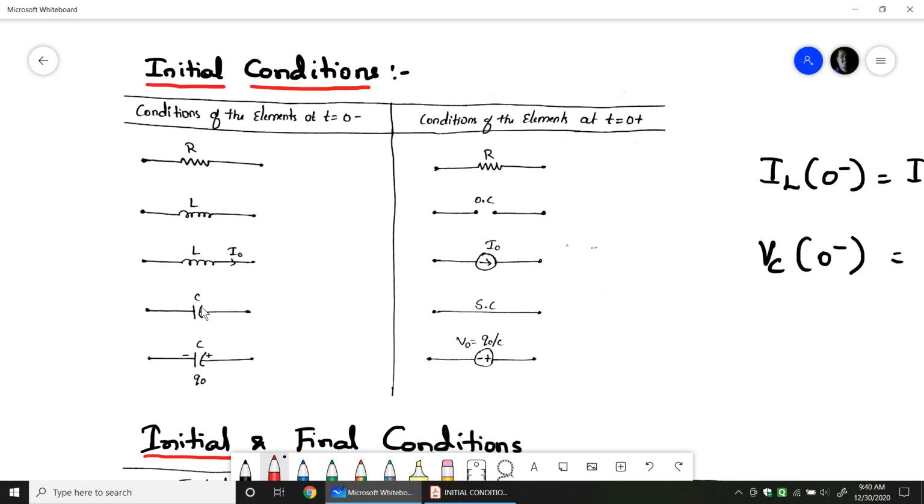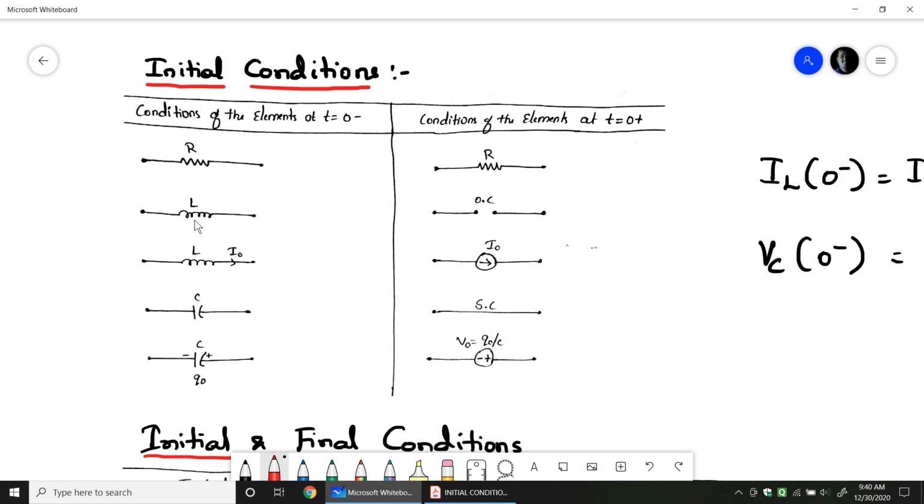So what happens when the switch is closed? If you see these components, the resistor will remain as a resistor, because a resistor generates energy in the form of heat, in terms of variation of time and the voltage. The resistance will just generate heat, so it doesn't store anything. Therefore resistance remains as resistance.